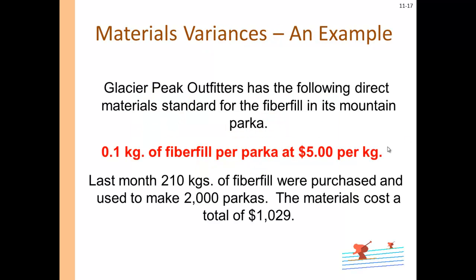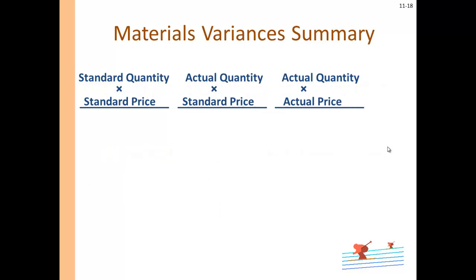So here's an example. Glacier Peak Outfitters has the following direct material standard for fiber fill in its mountain parka: 0.1 kilogram of fiber fill per parka at $5 per kilogram. Last month, 210 kilograms of fiber fill were purchased and used to make 2,000 parkas. The material cost was $1,029.